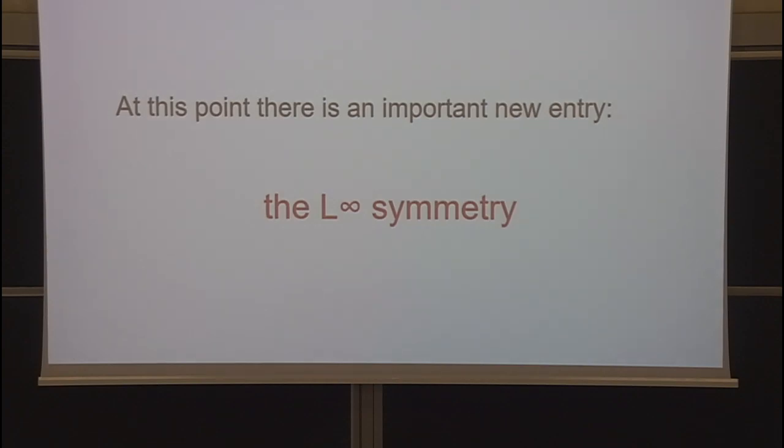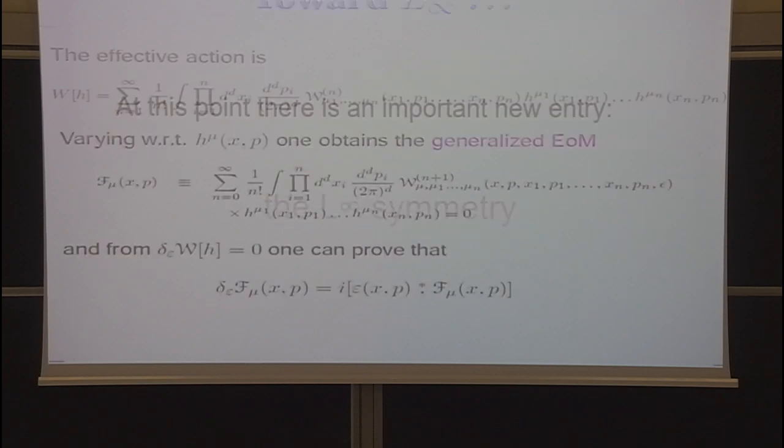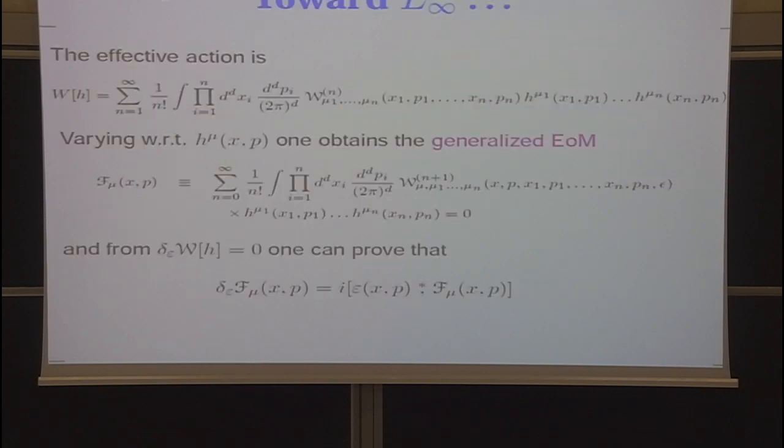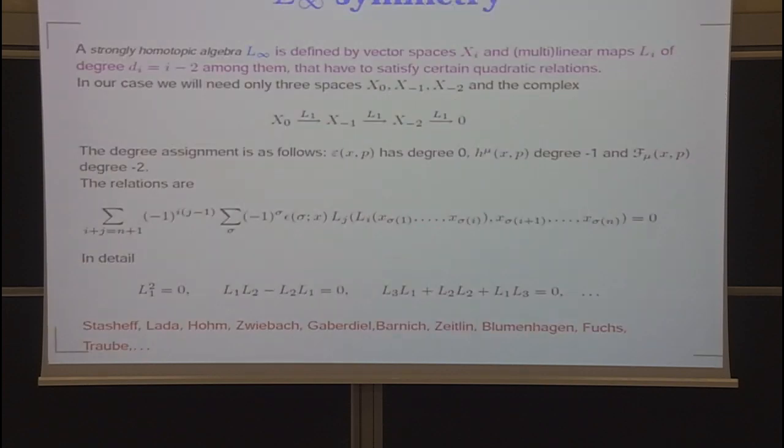At this point, I would like to mention the properties of these models that come out from this treatment, which is the L infinity symmetry. The effective action is this, of course, where these are the amplitudes of the currents, as we did before, but now they are integrated also over the momenta. Varying with respect to t, we obtain the so-called generalized equations of motion, which are written here. The first member of this equation transforms in a covariant way. And this is the basis of what is called the L infinity symmetry.